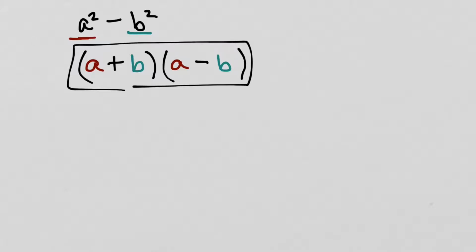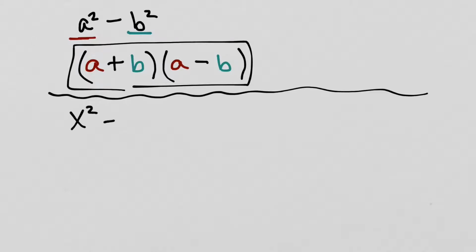Okay, so not something that's overly complex. You just got to be able to identify perfect squares. All right, so let's go through a second example. So if we have x squared minus 25. So again, our goal is to factor it as a product of binomials.